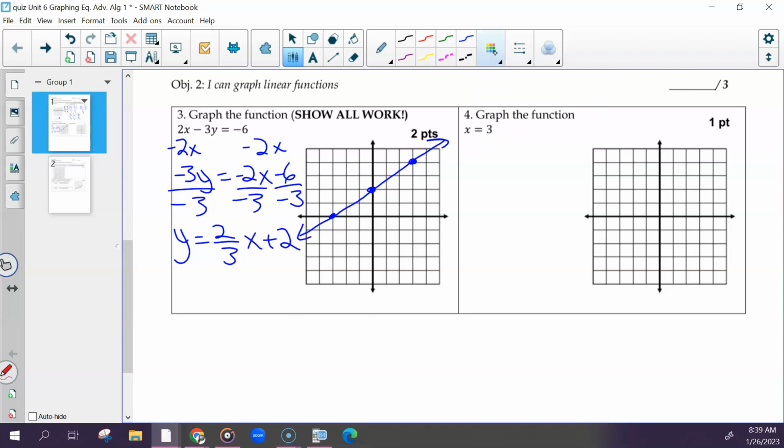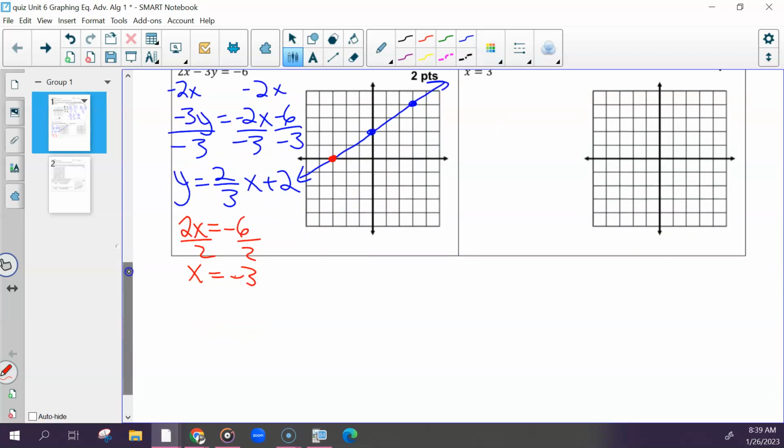If you were doing x and y intercepts, you could set the x equal to -6 and solve. Plot that point at -3. Do the same thing with the y. Divide both sides by -3. Plot that point, and it would just be those two. So either those two and you're solving by the intercepts, or you're doing the slope and y-intercept and you're plotting all the points. But if it says graph a certain way, make sure you do that.